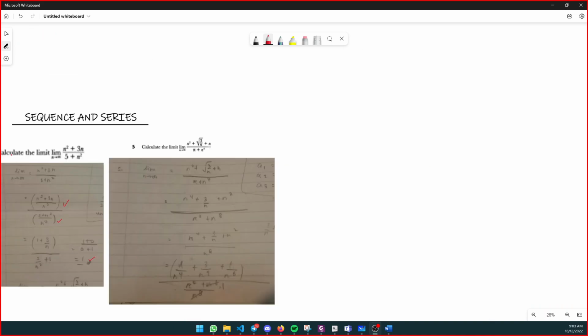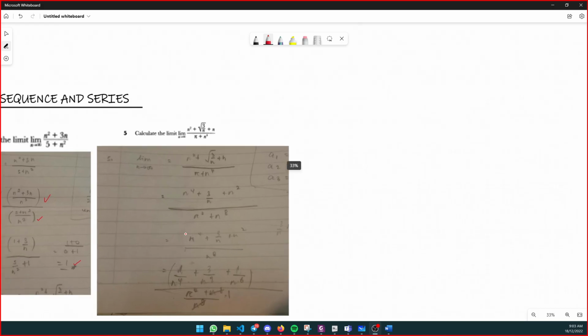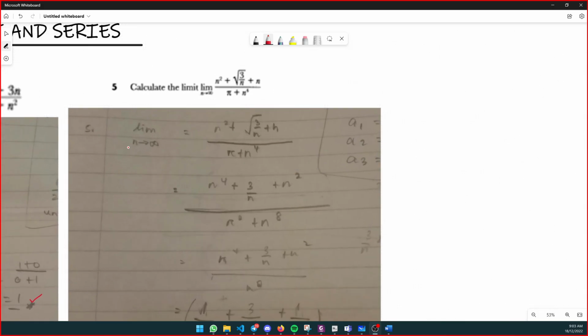Yeah, let's go through the question together. Okay. So again, this is the limit to infinity. Okay. So this one says n squared plus square root of 3 over n plus n, over pi plus n to the power of 4. Okay, if you want to do it the fastest way possible, actually you can just divide everything by n to the power of 4. Divide both the numerator and the denominator by n^4. Okay, if you want it short.